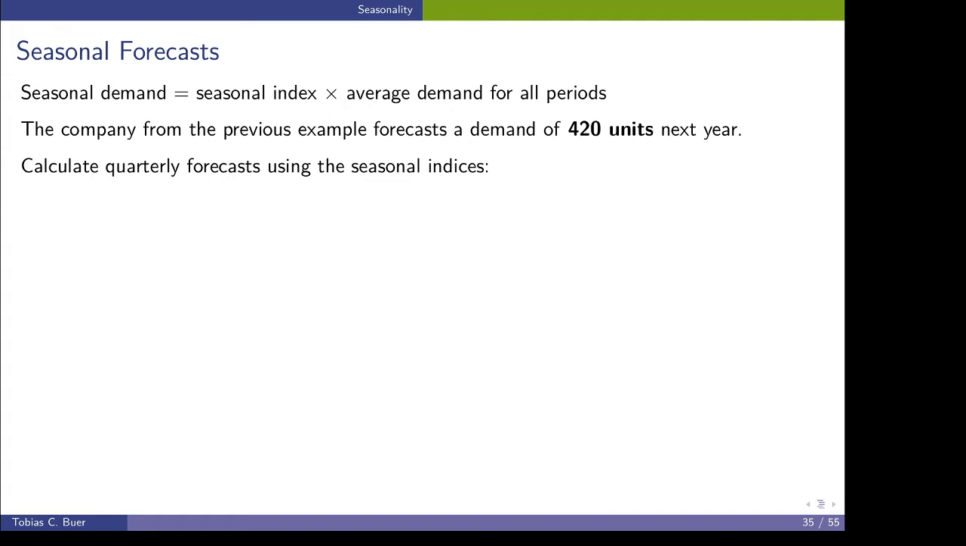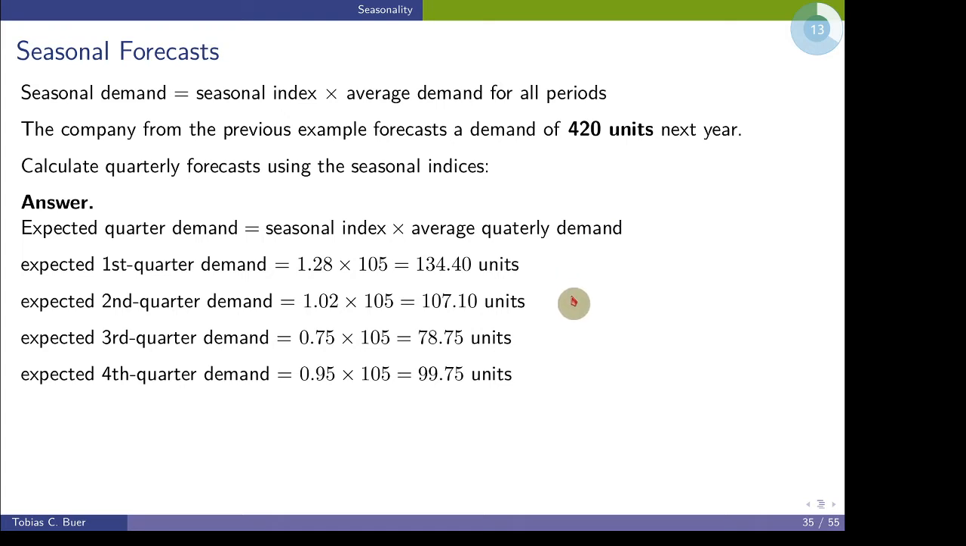420 divided by 4 gives us 105 units as an average demand for a quarter in the next year. And then we use our seasonal index and multiply this with the average quarterly demand. Therefore the expected first quarter demand is 1.28 times 105 equals 134.4 units. And this is repeated for all the other quarters.